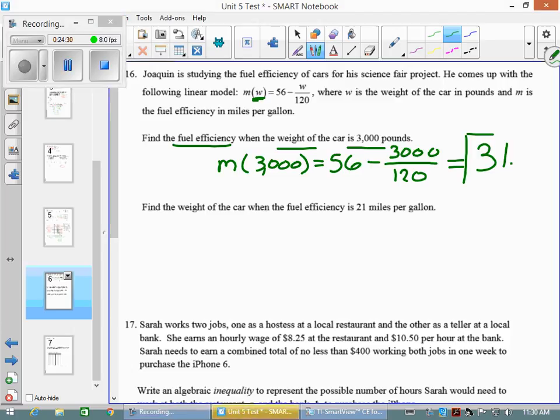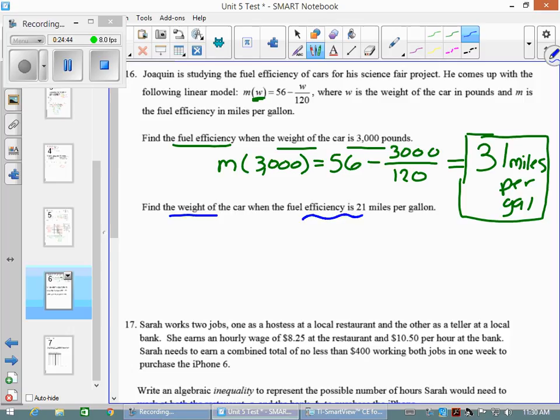Now for the second part, they're asking us to find the weight of the car when the fuel efficiency is 21 miles per gallon. So they're giving us the fuel efficiency. In our equation, our total fuel efficiency is represented by this M of W. So they're telling me M of W is 21. So in order to solve that, I'm going to have 21 equals 56 minus W over 120.